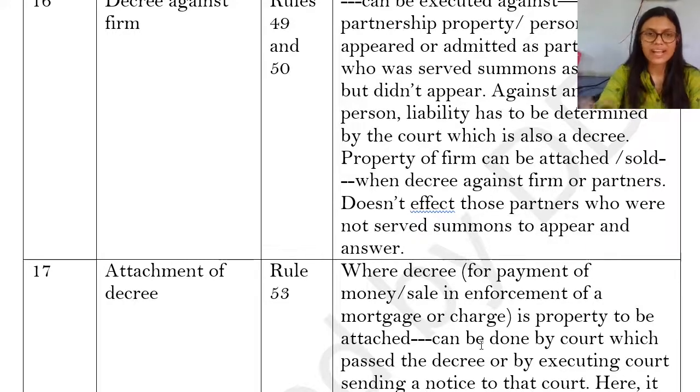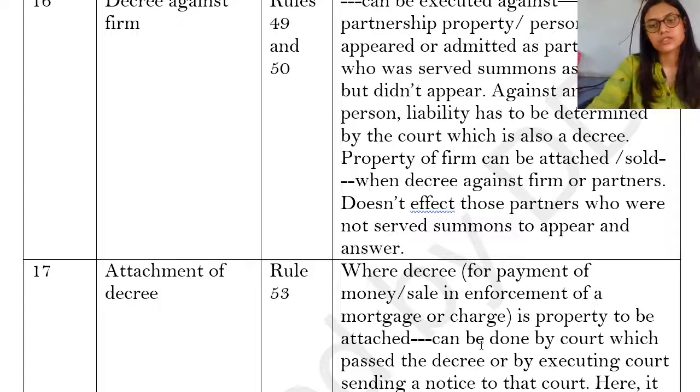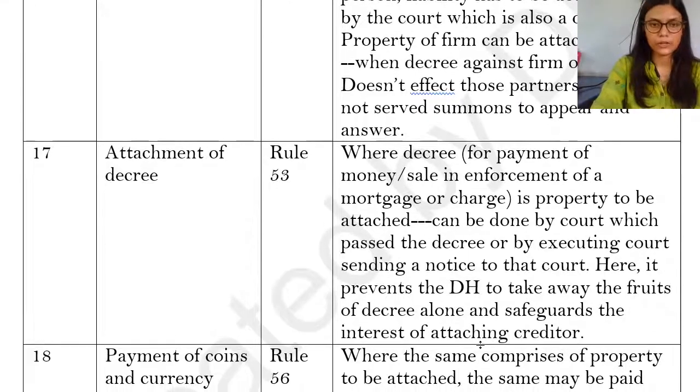Here, what are we doing by attaching the very decree? We are trying to prevent the decree holder from taking away the fruits of the decree and safeguard the interest of an attaching creditor. Like a creditor who has an interest against a decree holder, here we are trying to attach the decree holder's decree itself, so that it will prevent the decree holder from taking away the fruits of the decree.